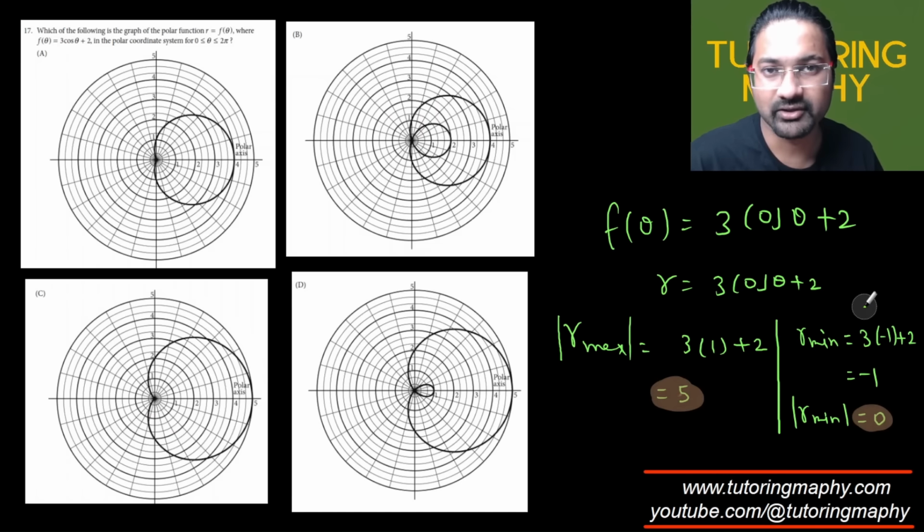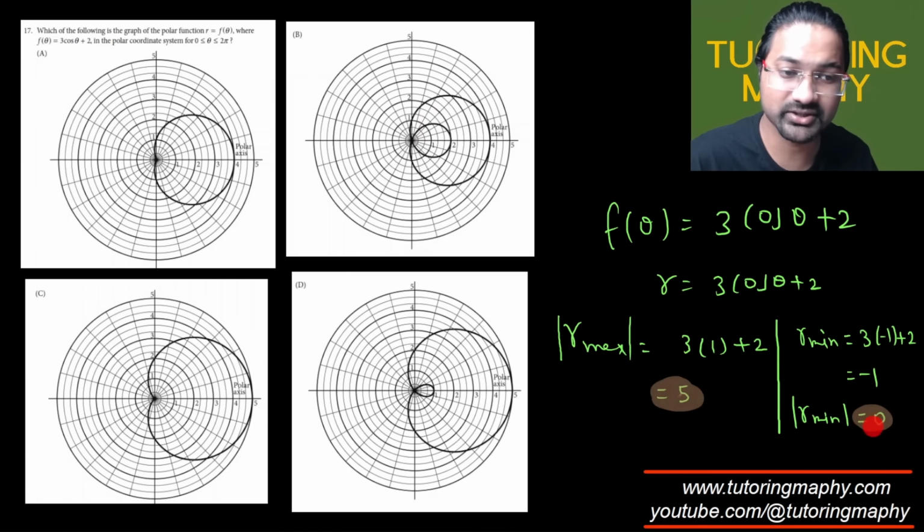Now, if we know the minimum value of r and the maximum value of r, I know that my graph must cross the origin, because at the origin or the pole only, the minimum value is just 0. And clearly all 4 of them are crossing the pole, so all 4 can be the answer, at least with this. But the maximum value of r from the center can be 5, not more than that. It cannot be less than that as well. So you can clearly see that this is only 4, this is only 4, these are only 4. It cannot be the answer, because we just said that the maximum value of r should be 5. So A and B are not possible.